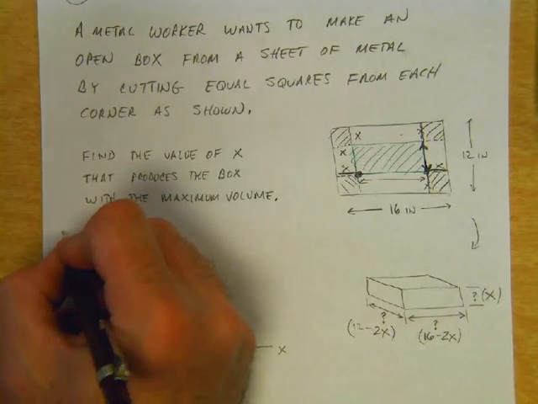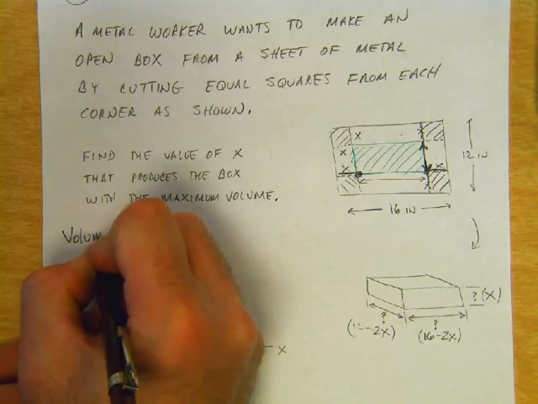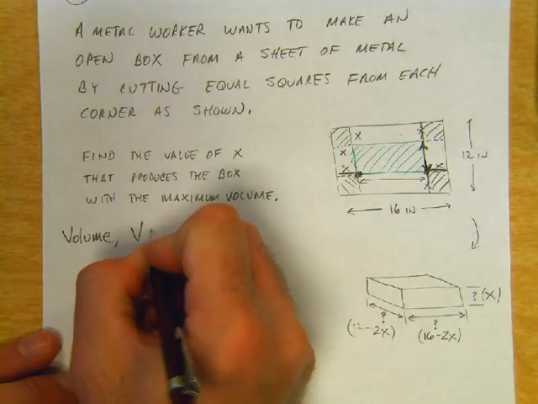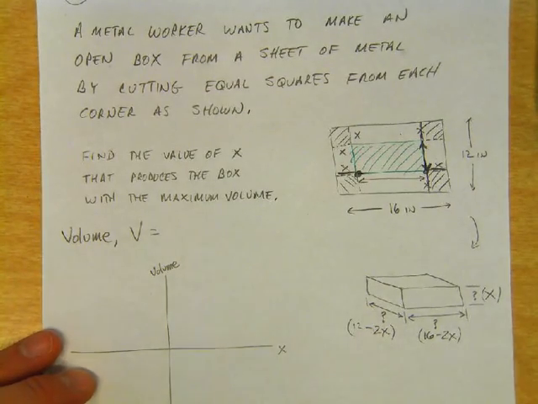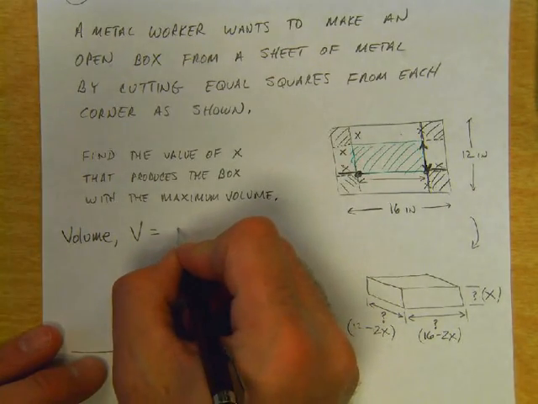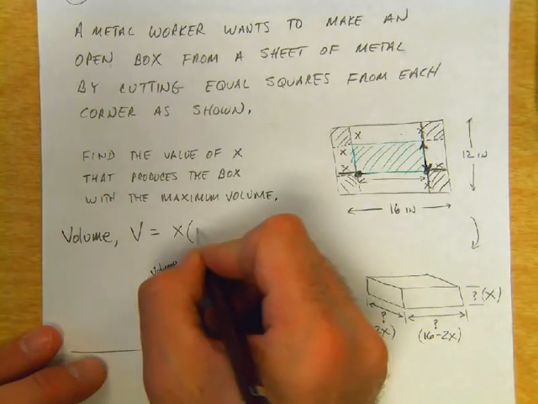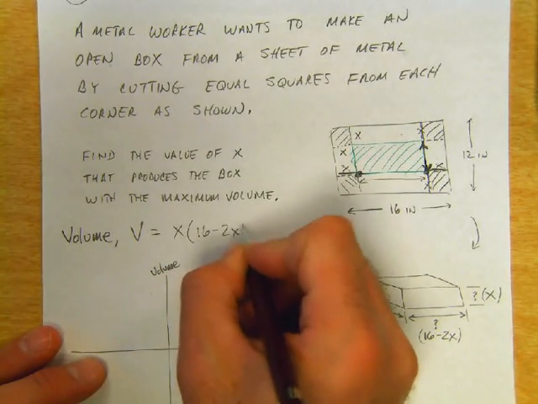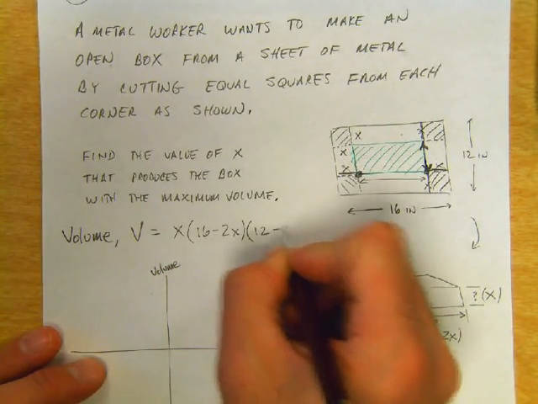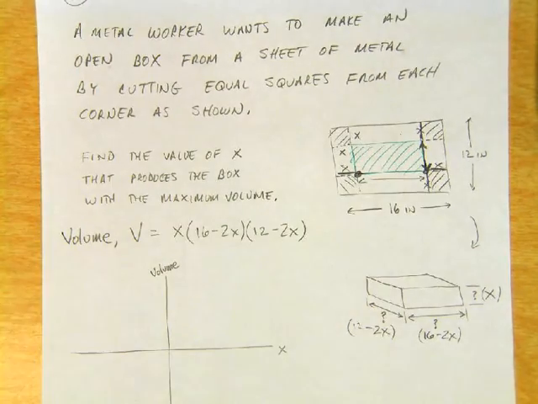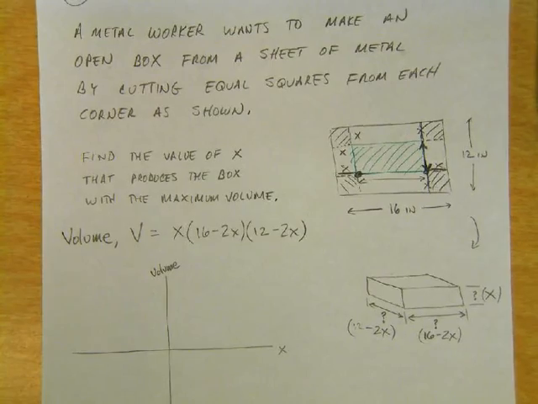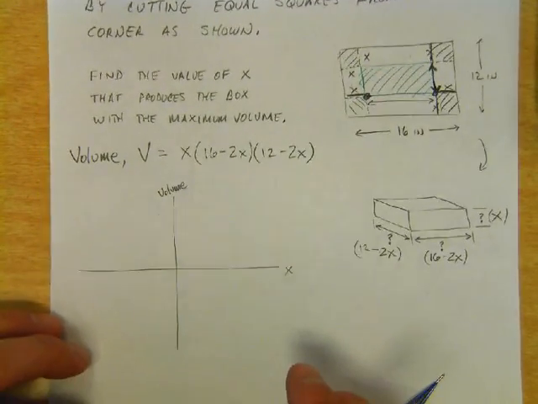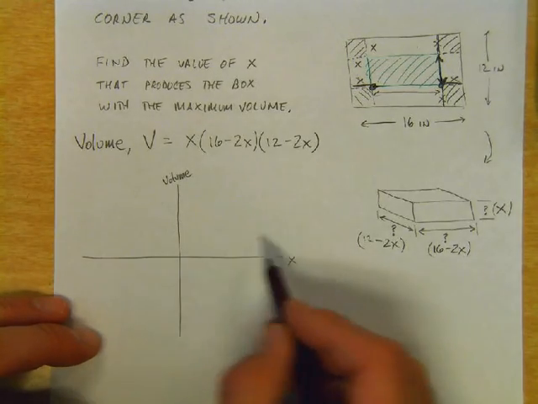And so if we know the 3 dimensions, we can calculate the volume, which is length times width times height. So I'm going to write X times 16 minus 2X times 12 minus 2X. Now, there's our equation. Let's graph this.